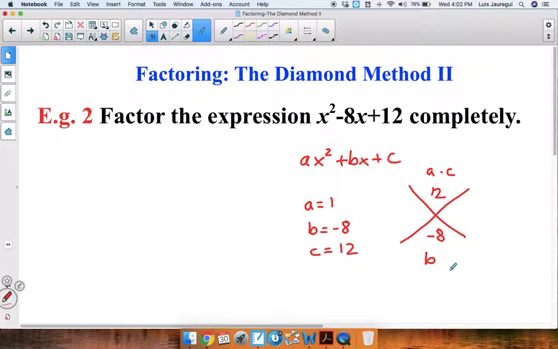And yes, you're absolutely right. Negative 2 times negative 6 will do the trick. Why? Because negative 2 times negative 6 will give you positive 12, and negative 2 plus negative 6 will give you negative 8. So we can say the following. Therefore, x squared minus 8x plus 12 is equal to x minus 2 times x minus 6.